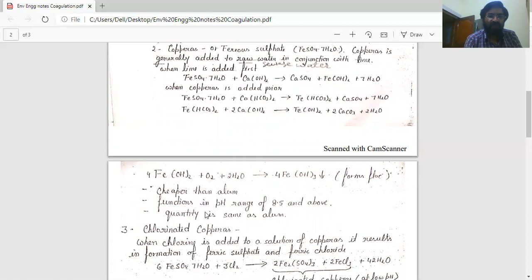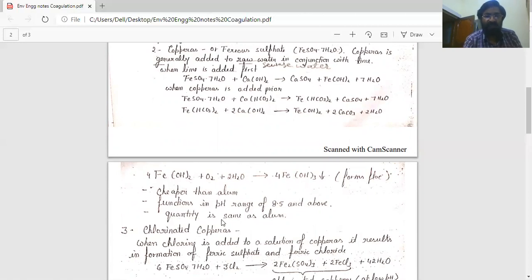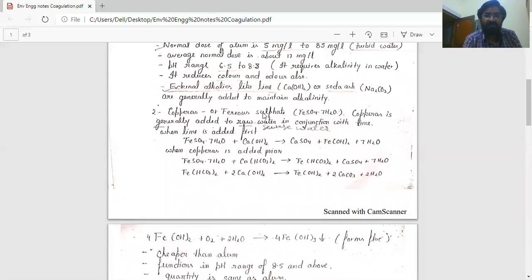This chemical is cheaper than alum. Copperas or ferrous sulfate is cheaper than alum. It functions in a pH range of 8.5 and above. The dosage is the same as alum; in general, 17 milligram per liter of ferrous sulfate is used.